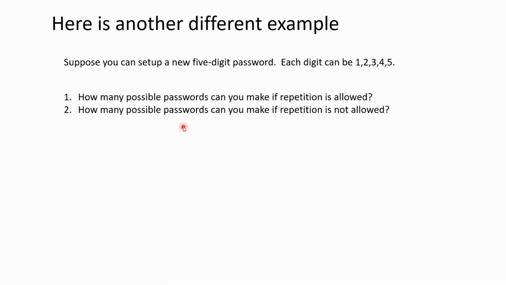Okay. Here's another example. Let's suppose you decide to set up a new 5-digit password for, I don't know, a website account you have or whatever. And you can only use each of these digits. When they say digit, you can only use one of these digits, 1, 2, 3, 4, or 5. And it's a 5-digit password. So we're going to find out how many possible passwords you can make if repetition's allowed, and how many possible passwords you can make if repetition is not allowed.